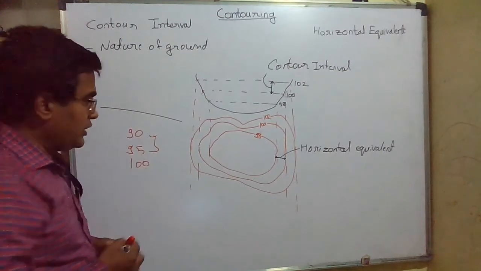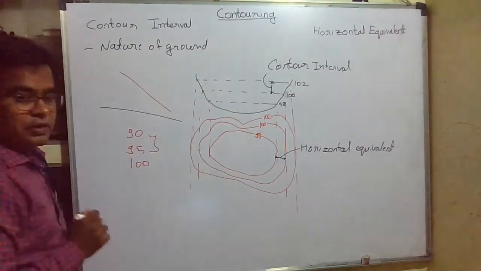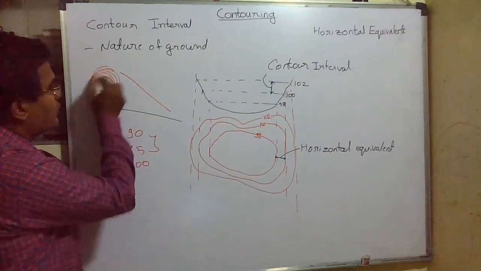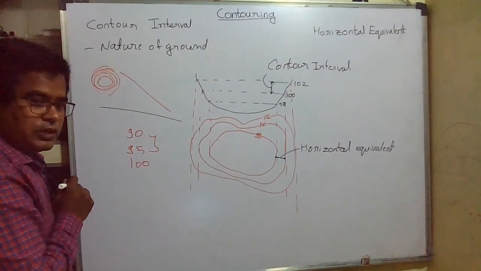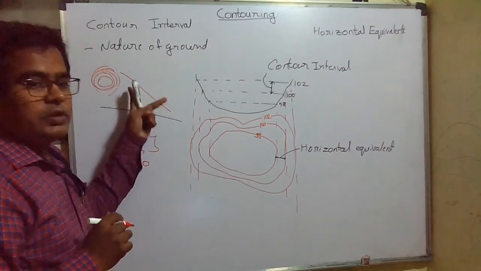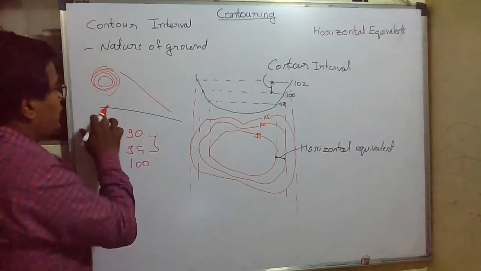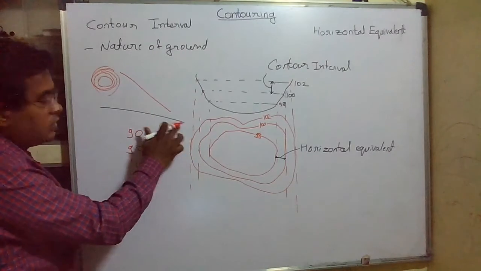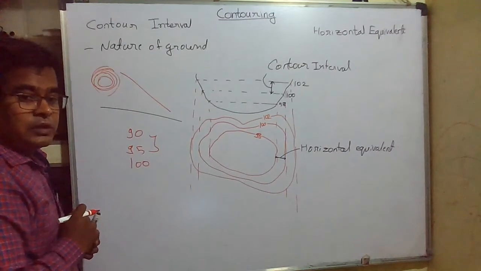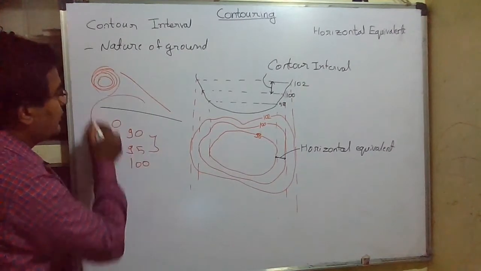Otherwise, what will happen? Suppose this is the steep slope. Here we decide a contour interval of 1 meter only. Then the contour lines will be very close to each other, and it won't be suitable. When there is a steep slope, we have to select the contour interval on the higher side. If it is a ground with uniform slope and we decide a contour interval of 5 meter, then one contour line will be here and another contour line will be far apart.